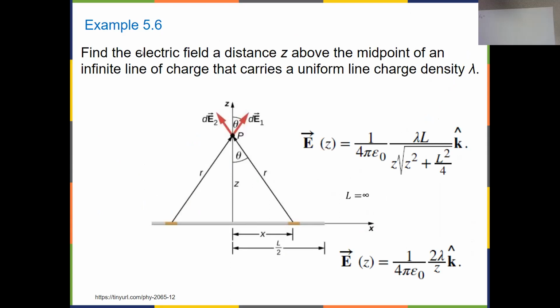In example 5.6, you can also check on that one. It will be similar to what we have by looking at the scenario when L is equal to infinity, so this is an infinitely long one. Then this guy becomes dominant, right? This will be small, so then it becomes square root of L squared over 4. Then the square root of that will be L over 2. So L will cancel, 2 will flip on the top. So then this is the result for that example.